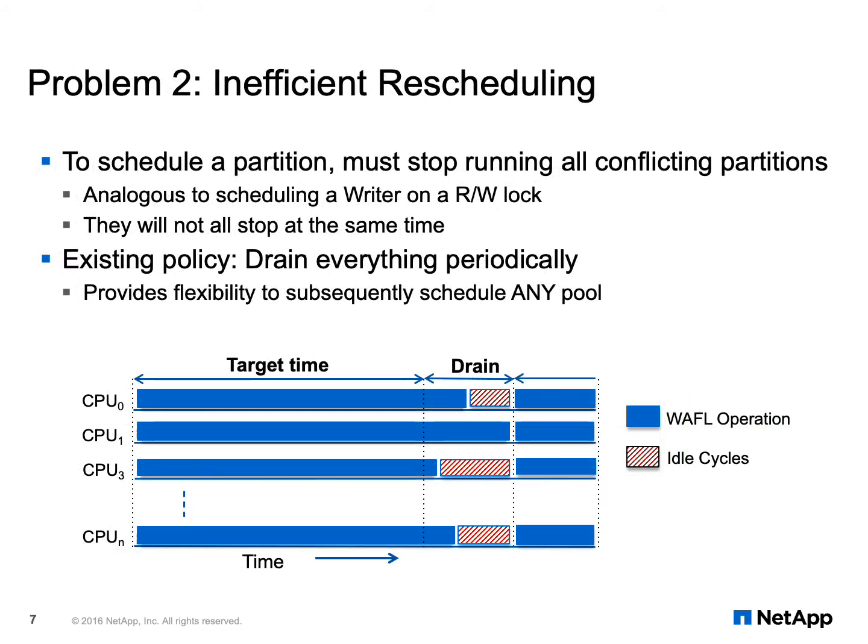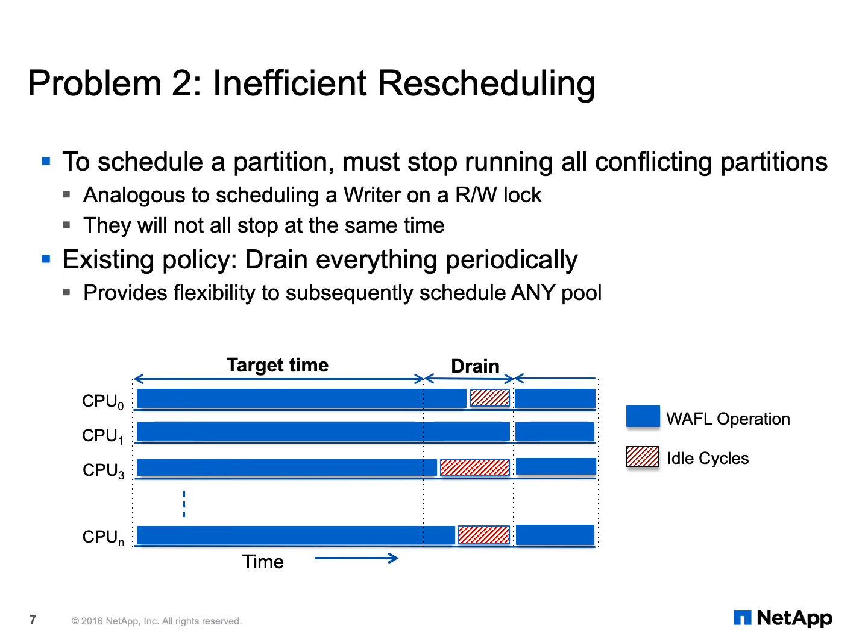The next problem I'd like to discuss is inefficient rescheduling of data partitions as we increase the number of cores in the system. The problem is that in order to schedule a new partition onto a thread, we have to stop all currently running data partitions that exclude it, that prevent it from running. This is analogous to a situation where you have multiple readers on a reader-writer lock running, and a writer wants to acquire the lock. Well, we have to drain all currently running readers in order to allow the writer to enter the critical section. And there's nothing that says they'll just all stop at the same time. So we have to coordinate that somehow.